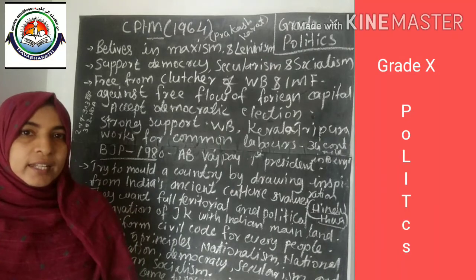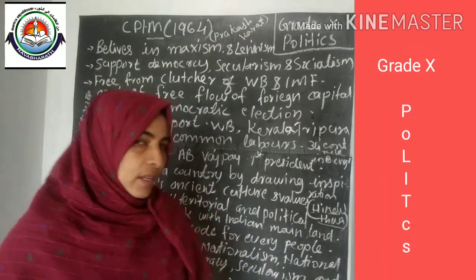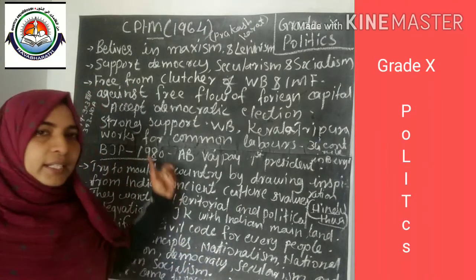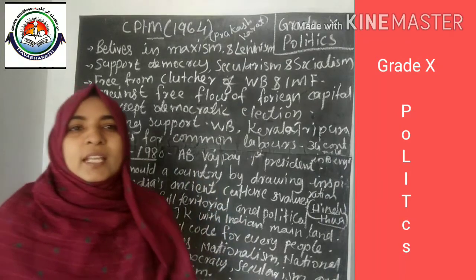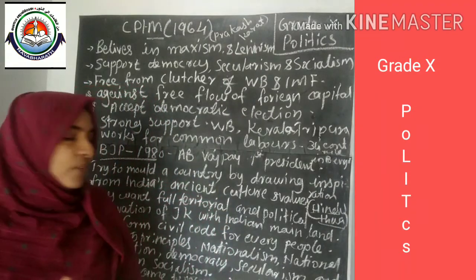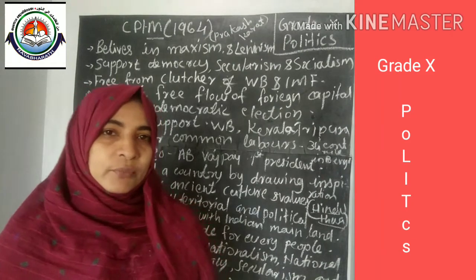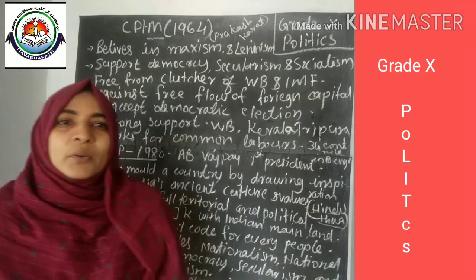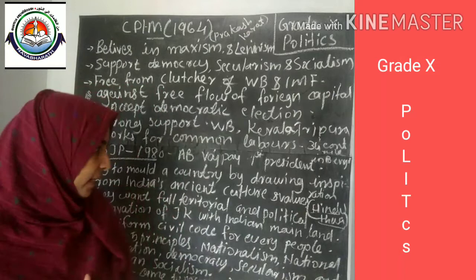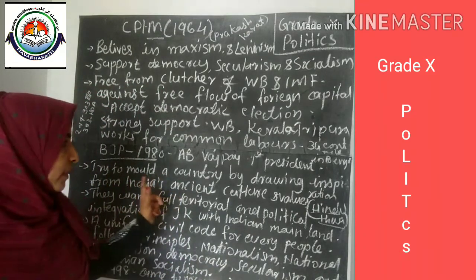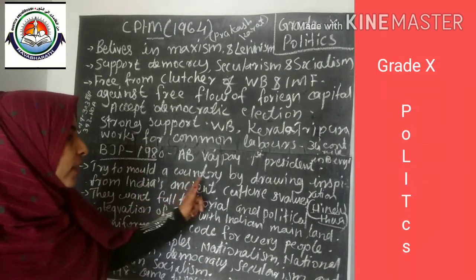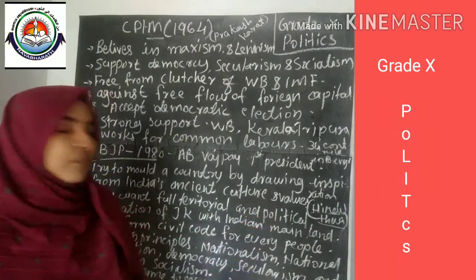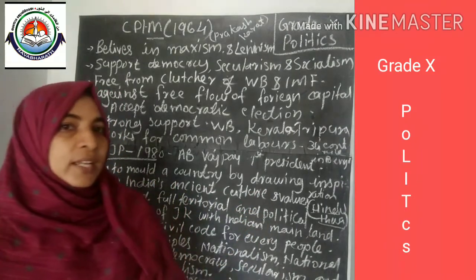Next major national party: BJP, Bharatiya Janata Party, which was formed in 1980 under the leadership of A.B. Vajpayee. A.B. Vajpayee was the first president of BJP. Listen, which are the aims of BJP? Mainly they follow Hindutva. What do you mean by Hindutva? BJP tried to mold the country drawing inspiration from India's ancient culture and values. That was the first aim of BJP.